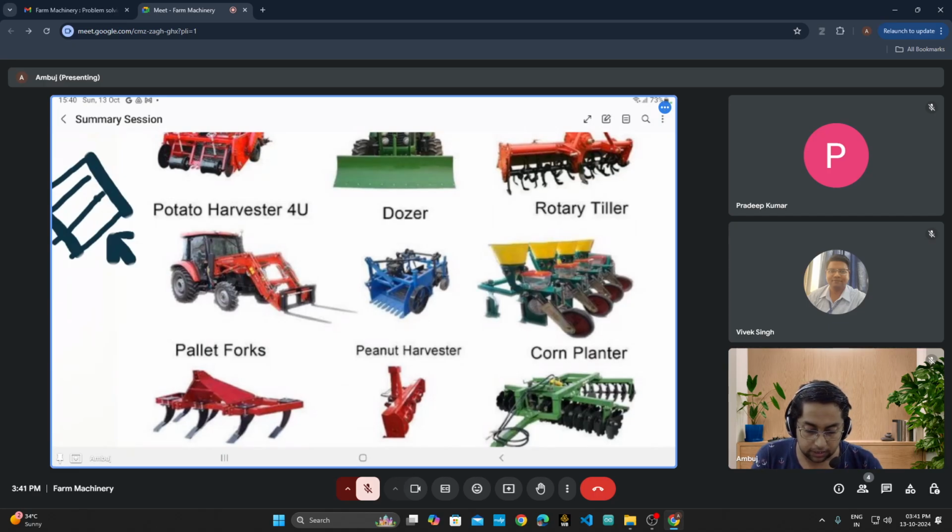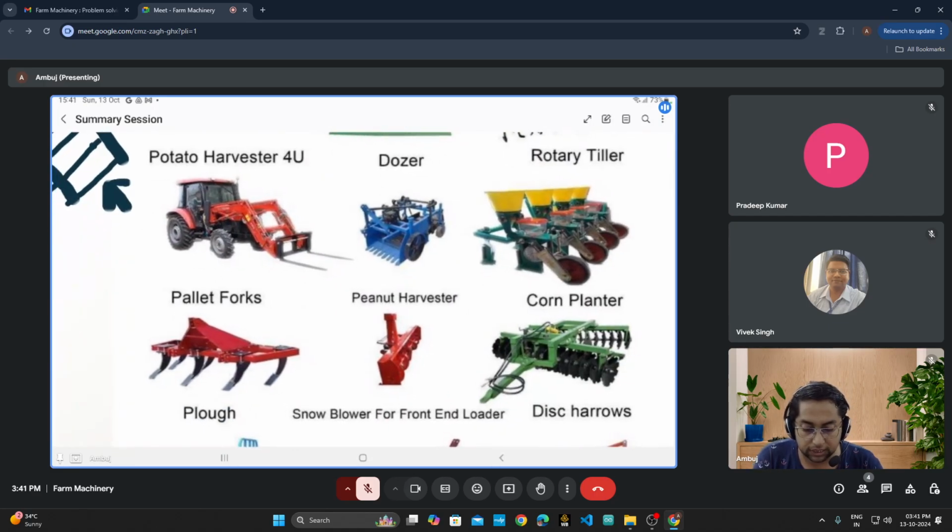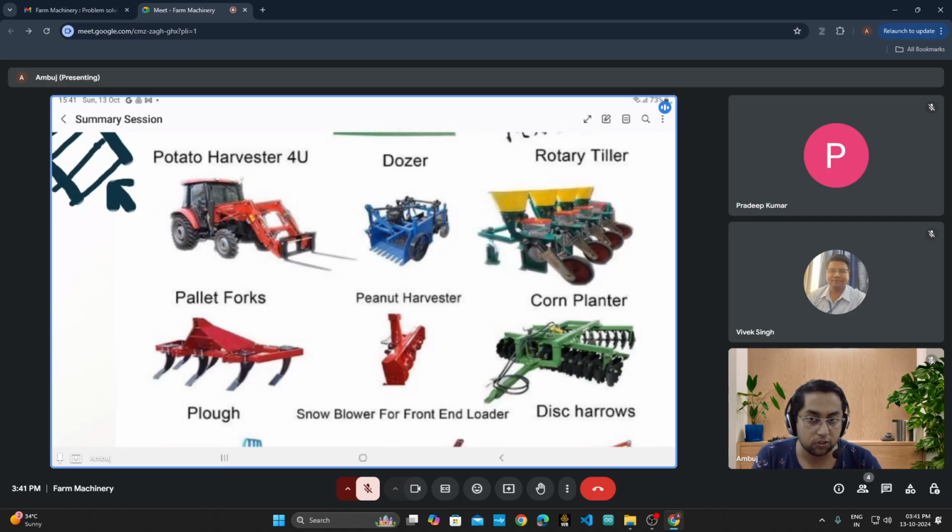Yes, these parallel forks are there. This is also an attachment for lifting purposes. Then your peanut harvester is there, similar to potato harvester. The entire attachment has to go inside the soil and the digging process will take place, as the implement will be pulled by a tractor.